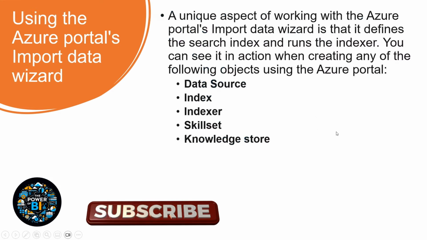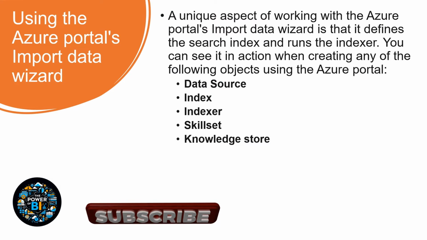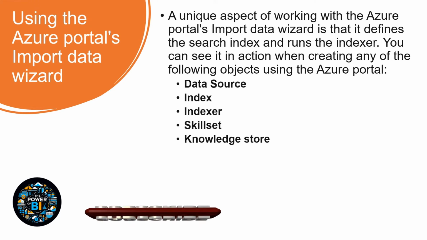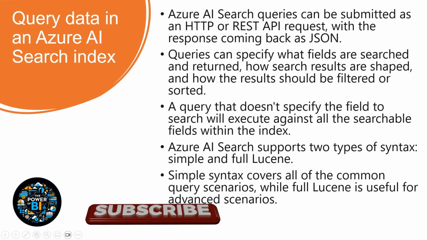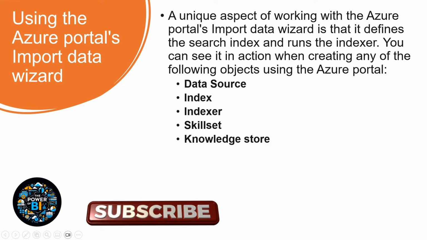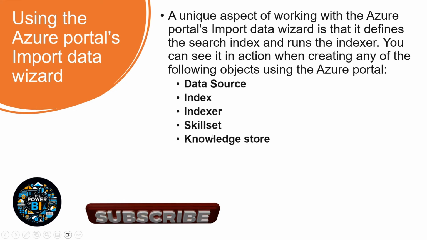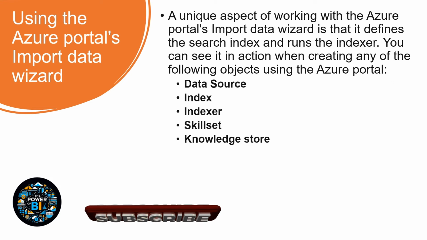So basically using the import data wizard, we connect the data source, index, indexer, skill set, and knowledge store. One thing to highlight is a unique aspect of working with the Azure portal is that it defines the search index and the indexer. So you can see it in action when creating any of the following objects using the Azure portal. Whether you create a data source or a skill set, it goes through the process of manipulating, transforming, and shaping the content itself, and in the end storing it to the knowledge store, which stores the output from a pipeline to a table or a blob storage.